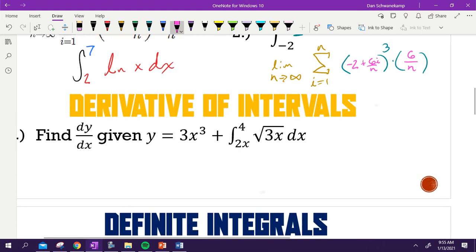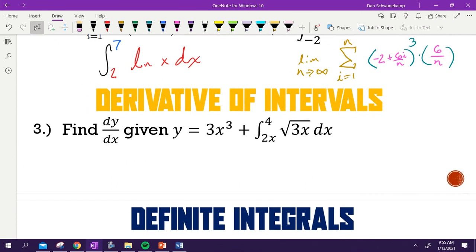Derivative of integrals. Remember, this is called the fundamental theorem of calculus. Given, or find the derivative given y is equal to that. Talk with your neighbor, find the derivative. Go. Here we go. Let's do it. We are finding the derivative. Okay? The derivative of this guy.